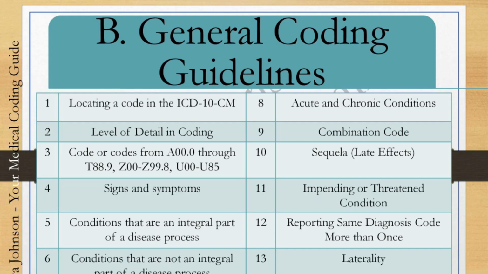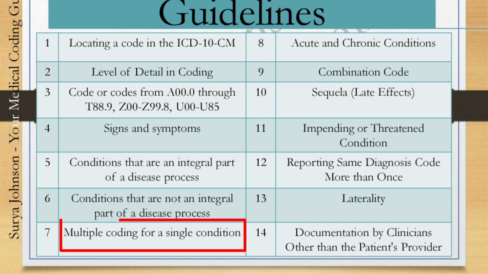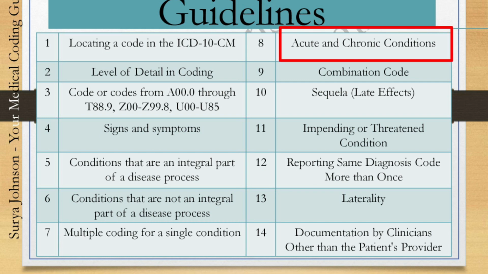So in the section 1B general coding guidelines we see about 19 points. So we'll just see what the 19 points are. The first one is locating a code in the ICD-10-CM. Number 2, the level of detail in coding. Then number 3, we'll see about the code or codes from A00.0 through the entire code list. Then number 4 is the signs and symptoms. Number 5, conditions that are an integral part of a disease process. Number 6, we'll see about the conditions that are not an integral part of the disease process. Number 7, multiple coding for a single condition. Number 8, we'll see about the acute and chronic conditions.